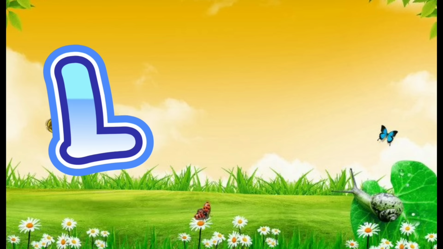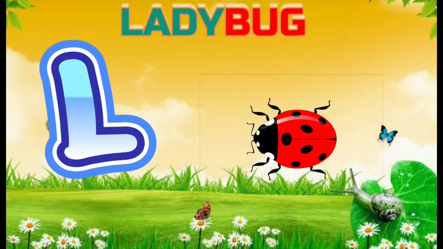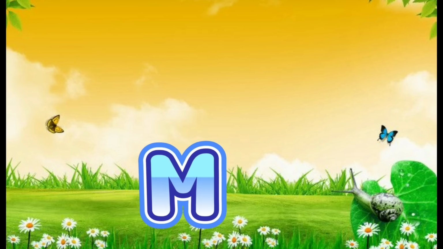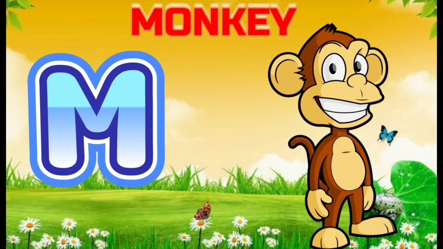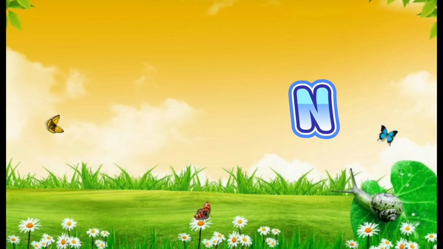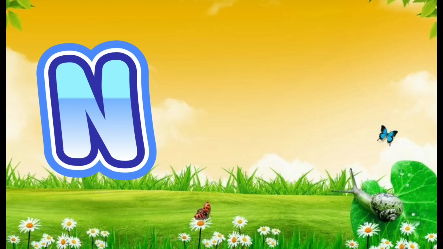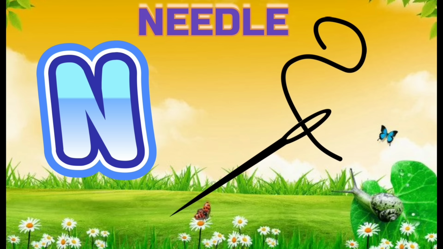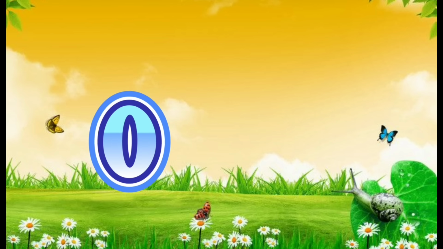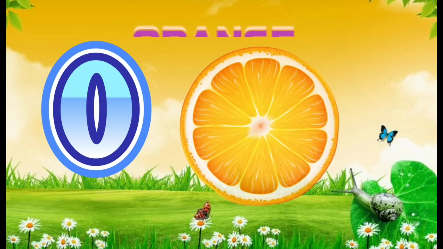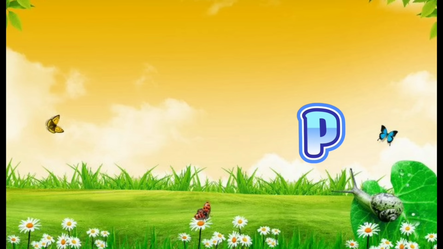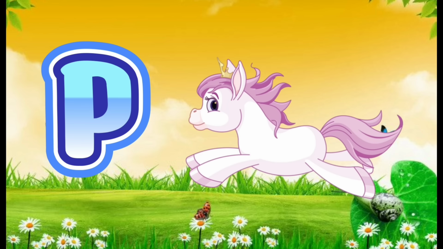L. L is for ladybug. M. M is for monkey. N. N is for needle. O is for orange. P. P is for pony.